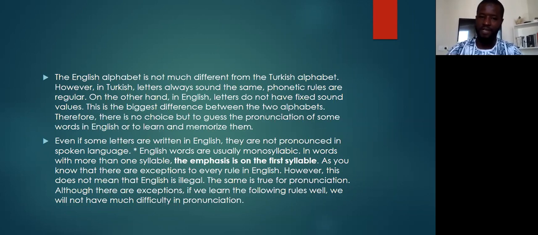For example, you have a dictionary, which is very important. You can write it in Turing, or in some other applications, to see how they pronounce the word. So even if some letters are written in English, they are not pronounced in spoken language. English words are usually monosyllable, okay? Or you can say it is monosyllabic.